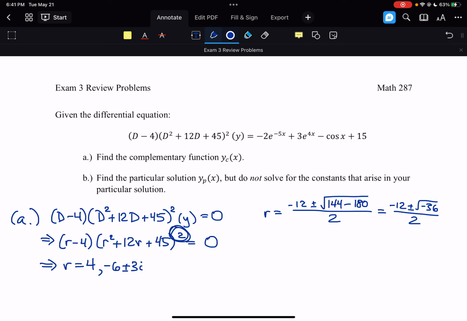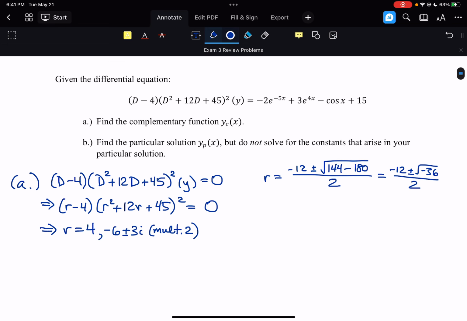And be very careful, take note, the fact that this was squared means that any root produced by this has a multiplicity of 2. So we're actually going to have 5 roots here. We have the 4, and then we get a pair of roots for the complex, and there's 2 of each of those. So that gives us 5 roots total.